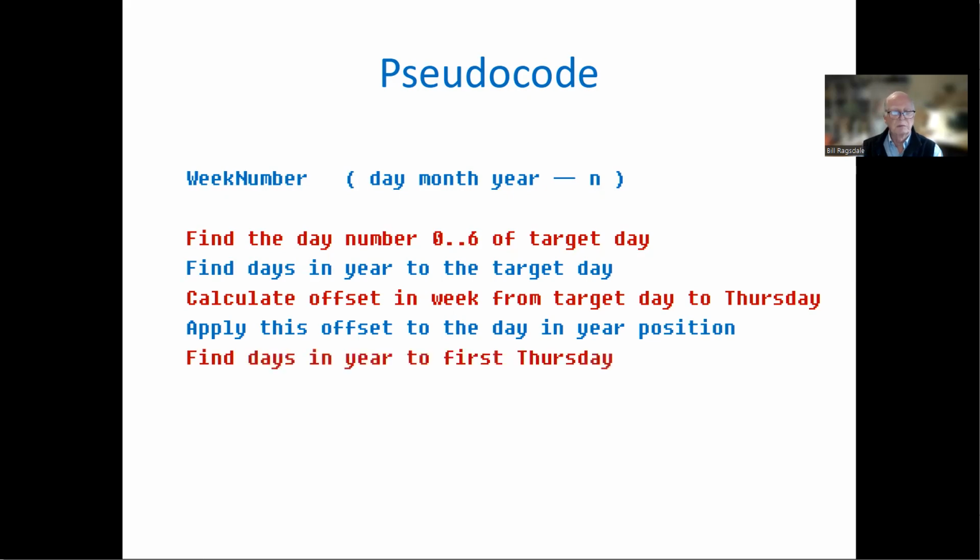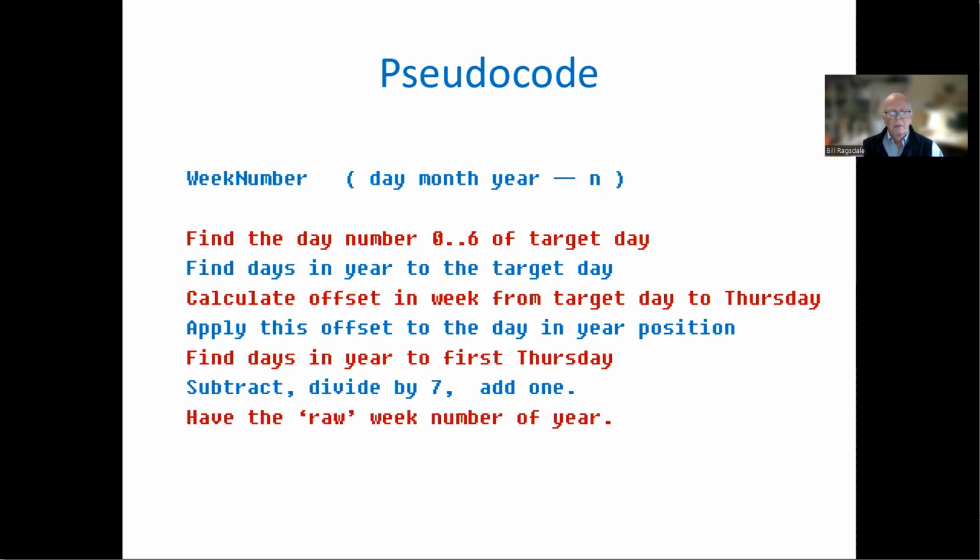in the same week. We then find the days in the year to the first Thursday, subtract the 2, this gets us the number of intervening days, divide by 7, and add 1. This gives what I call the raw week number, and we're not quite there yet because we have to possibly make adjustments for the first and last week.